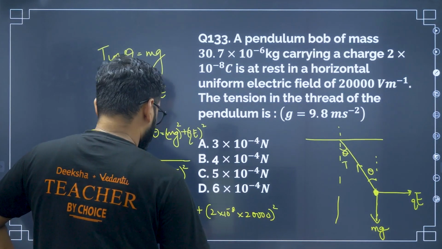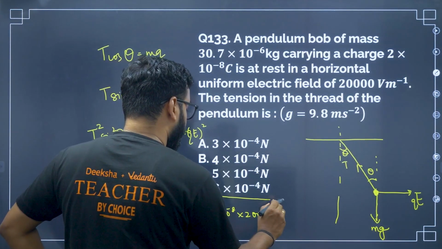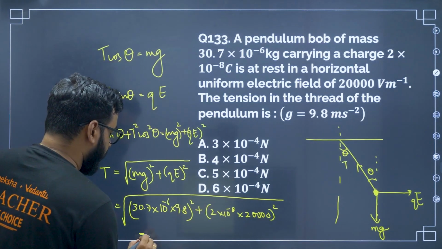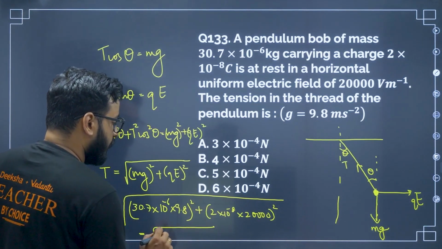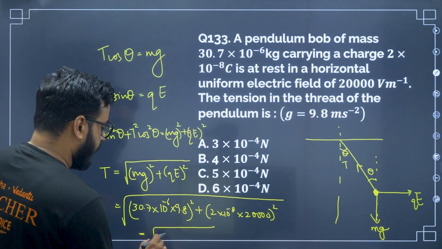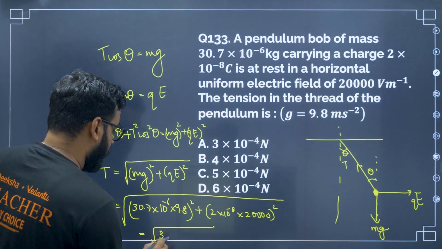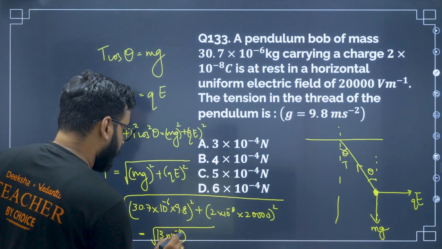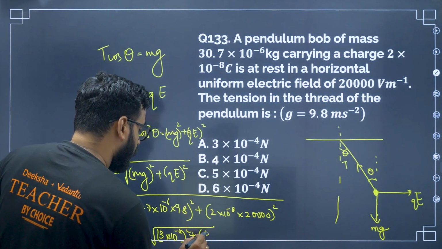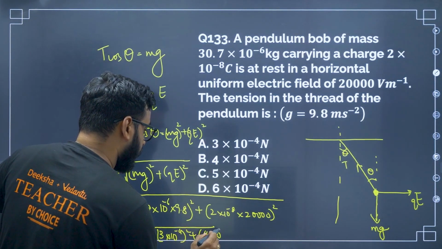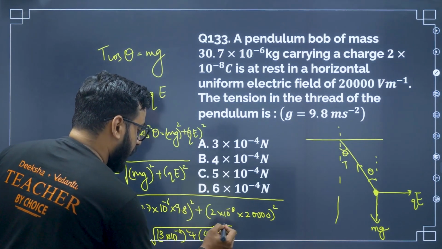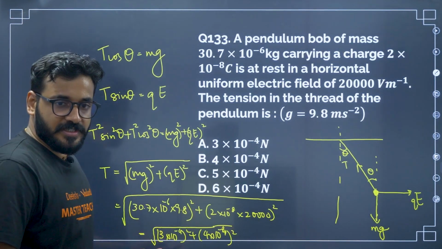Okay, whole square. Now you take the root. So you can try to find this. We have already done this. This is root of (3 into 10 to the power minus 4) whole square plus (4 into 10 to the power minus 4) whole square. Okay, so you can check it yourself. You can cross check it, and if there is any contradiction, please let me know.